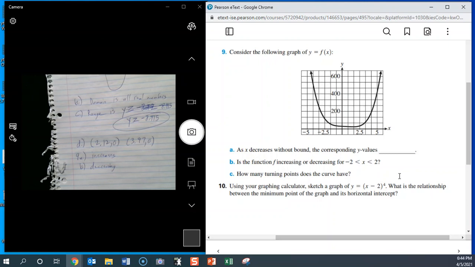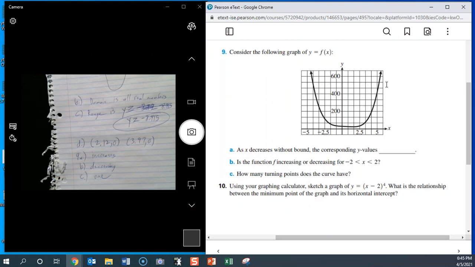Okay, now, C. How many turning points does the curve have? Now, a turning point just basically goes like this. You're going from left to right. Does the graph go down, then go up? Like, for instance, here, the graph is going down. But then when it gets down to its lowest point, it starts going up. So it has only one turning point here. So we will put, it's only one.